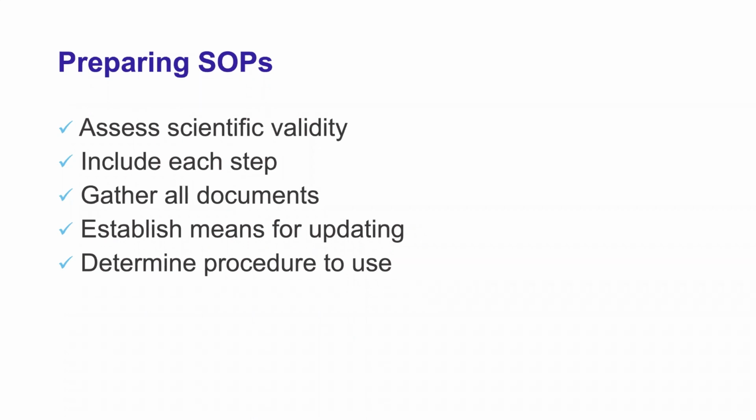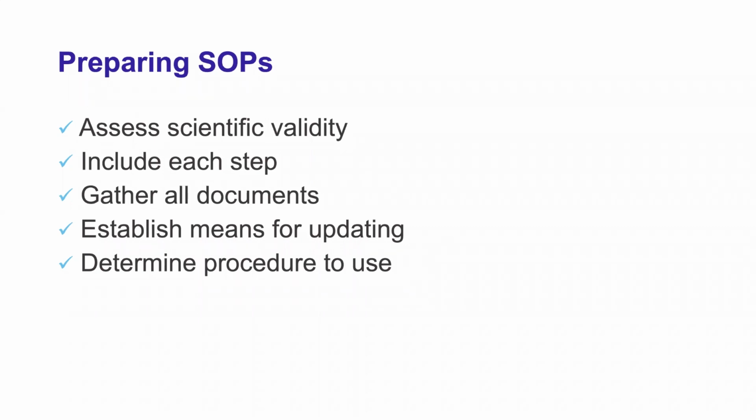Gather all your documents. So you have an SOP for how to prepare a peripheral blood smear. You might also in that SOP reference another SOP for how to obtain the specimen or how to release the results. So you want to be able to gather all the relevant documents to that SOP so that you can reference them easily. Establish a means for updating.